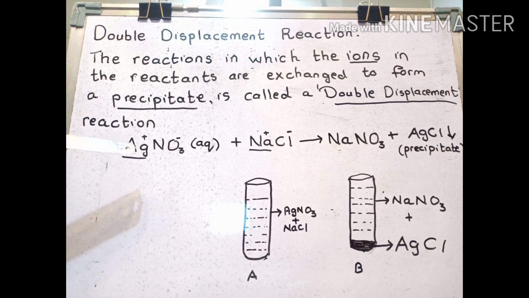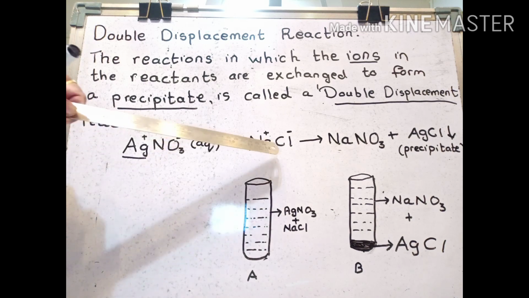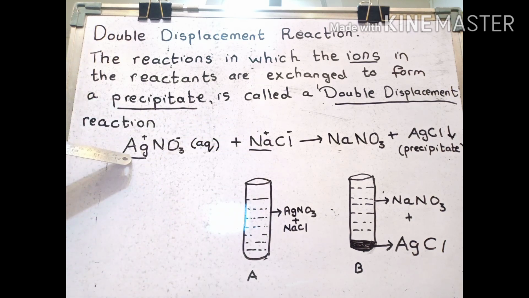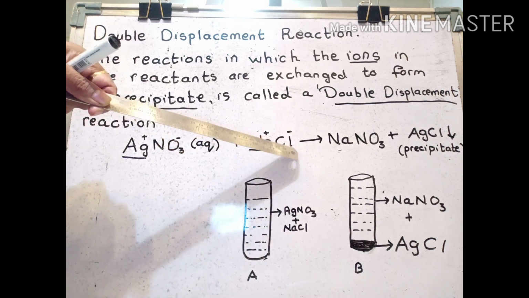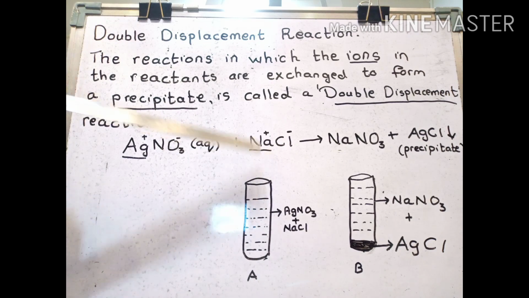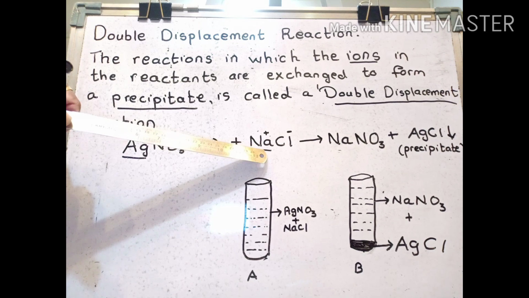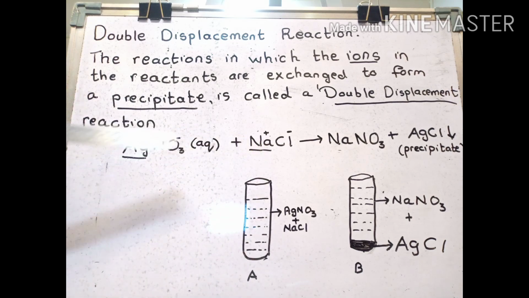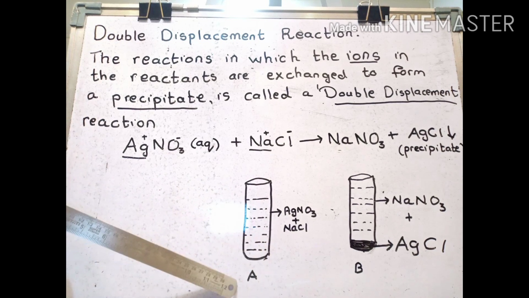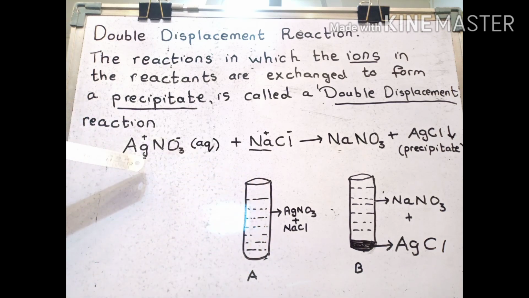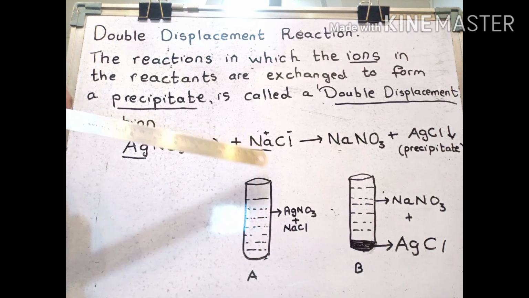Now see here, you have two compounds. If you look very closely, you have silver nitrate and sodium chloride, right? What is peculiar about this is both are metallic compounds. Silver is a metal, sodium is a metal. Now, when both these metallic compounds are made to react with each other, see here you have a test tube A in which there is a mixture of silver nitrate and sodium chloride.